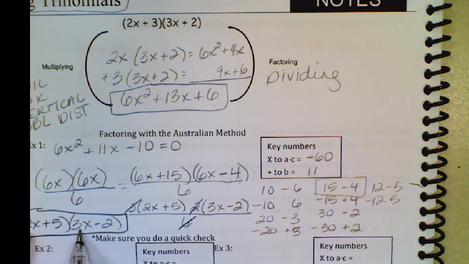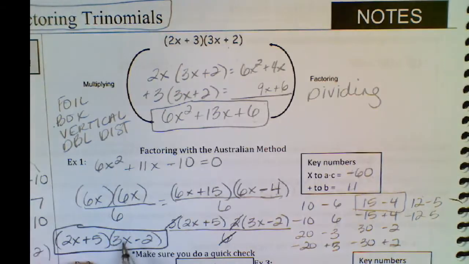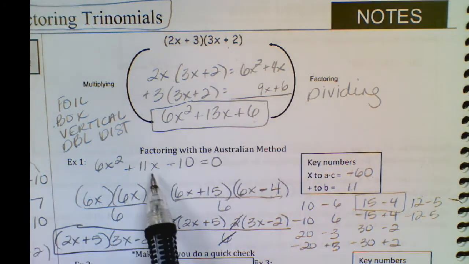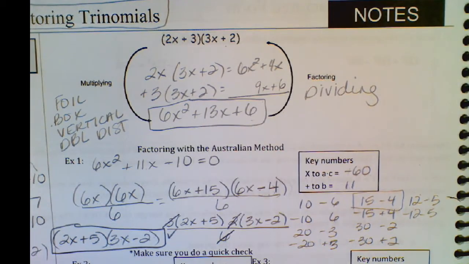So 2x times 3x is 6x squared. 5 times negative 2 is going to give us our last term, which is negative 10. And our middle term is going to be made up of these 2x terms. So I have 5 times 3x, which is 15x. 2x times negative 2 is negative 4x. So 15 minus 4 is 11. And that checks out. So those are our good factors. We'll do a little bit more practice with that in class.